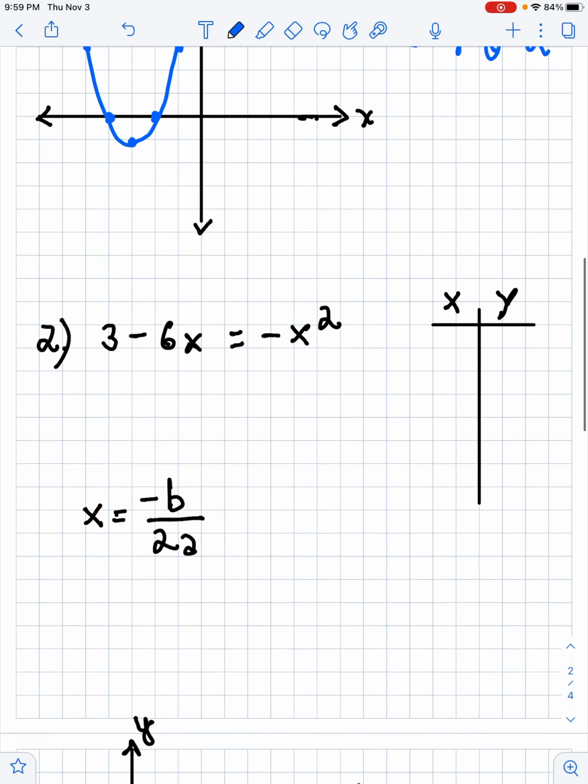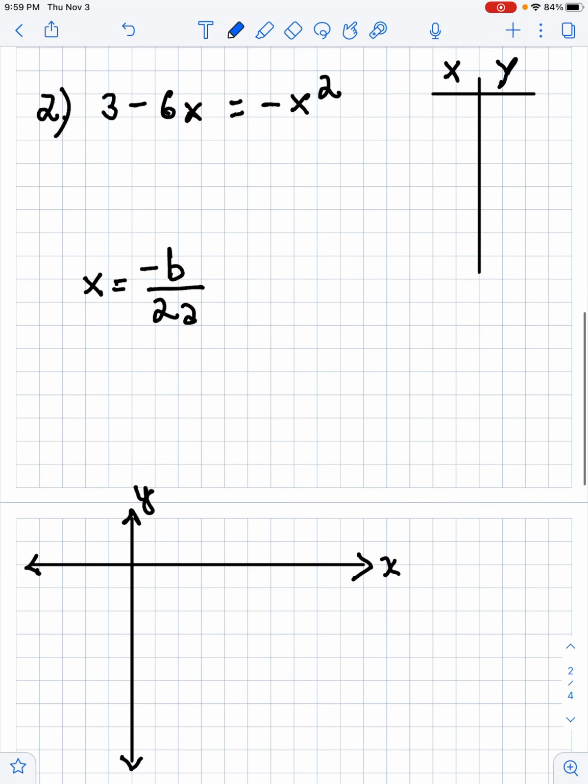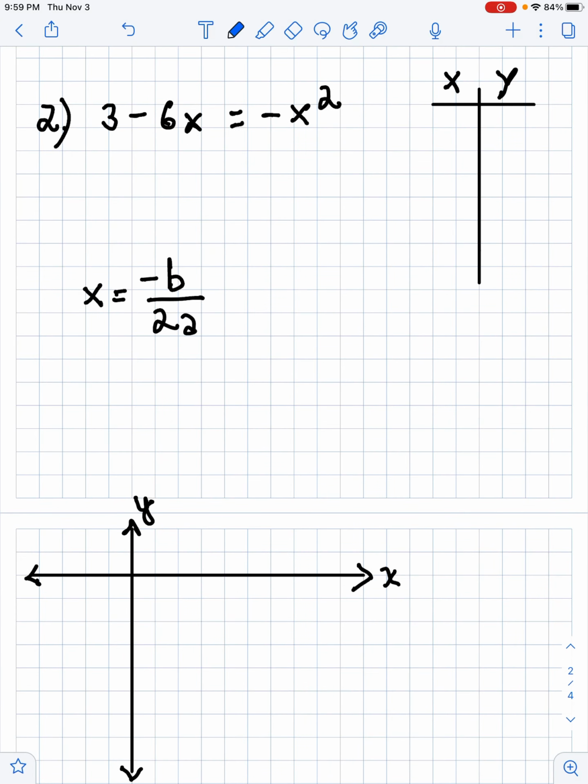All right, we're going to try one more. This time our equation is not in standard form, so we first need to get our equation in standard form. Now, we can take everything to the right side or to the left side. It really doesn't matter. What's going to change is whether the parabola opens up or down, but where it crosses the x-axis will be the same.